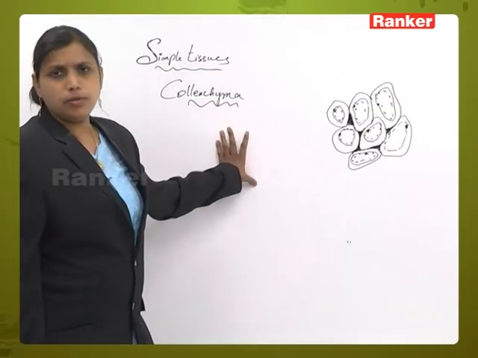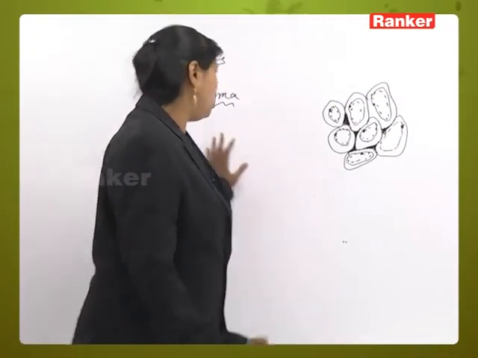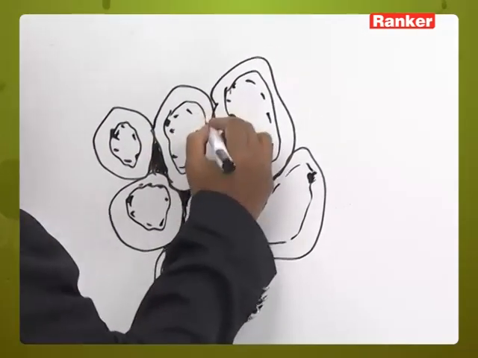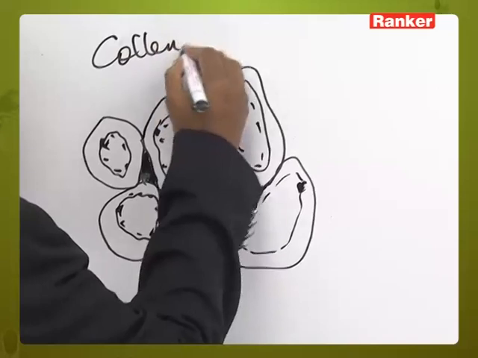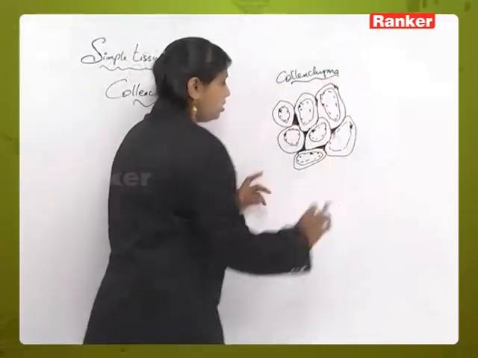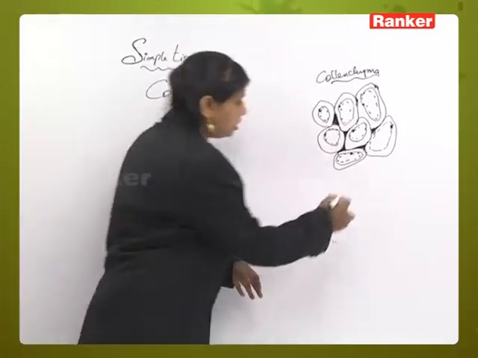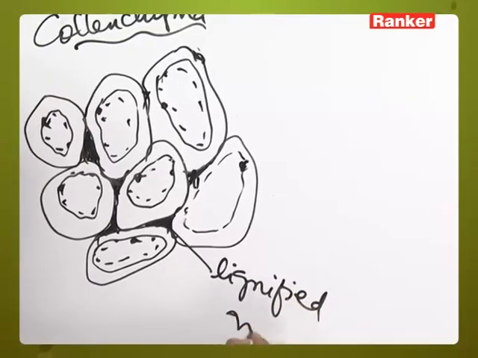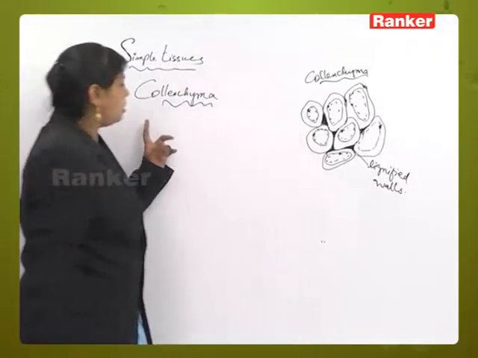Another type of simple tissue which we are going to study now is Collenchyma. This can be taken as one of the diagrams of Collenchyma tissue. This is a Collenchyma tissue. These are lignified walls. Okay. Now, what is a Collenchyma tissue?